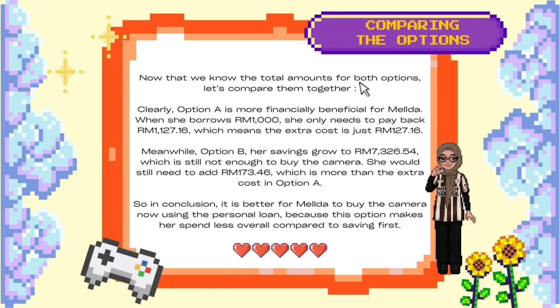And now we are at the last part, where we compare the two options to see which one is better for Melda, option A or option B. Option A is more financially beneficial for Melda. If she borrows 1000 ringgit, she only needs to pay back 1127 ringgit 60 cents, which means the extra cost is just 127 ringgit 60 cents. Meanwhile, for option B, her savings grow to 7326 ringgit 54 cents, which is still not enough to buy the camera. She would need to add 173 ringgit 46 cents, which is more than the extra cost in option A. So in conclusion, it is better for Melda to buy the camera now using the personal loan. It is because this option makes her spend less overall compared to saving first.